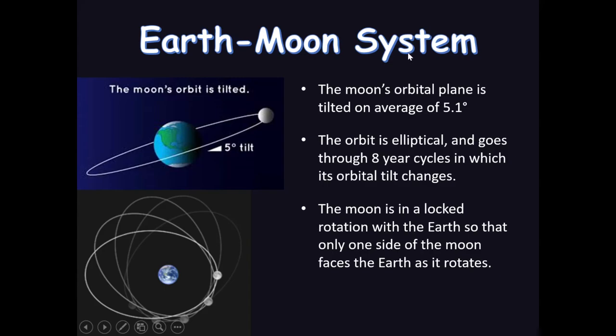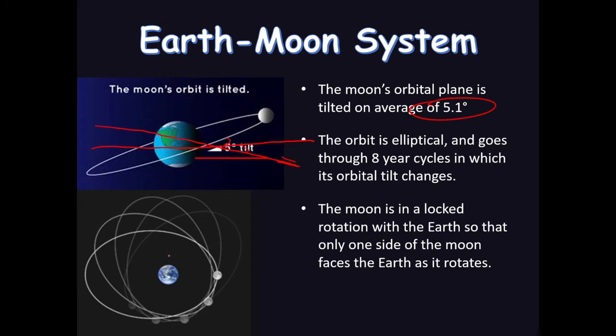So, like I said, the moon's orbit is tilted, an average of 5.1 degrees relative to the Earth's ecliptic plane. Okay, so this would be like a 5 degree tilt. So that's why we don't get solar and lunar eclipses every month. If we had no orbital tilt of the moon, you would get solar and lunar eclipses every month. But this orbit actually changes. It'll kind of go through cycles where the tilt changes. And so that's why we do sometimes get lunar eclipses and solar eclipses.